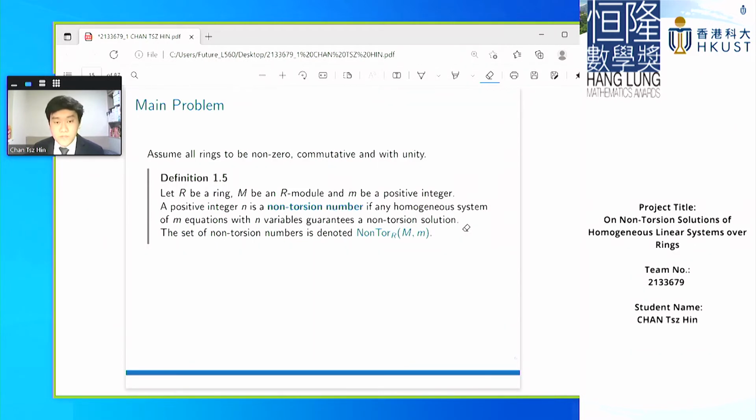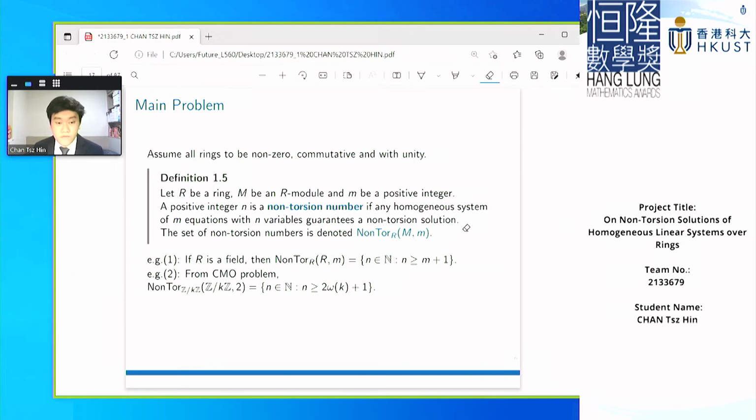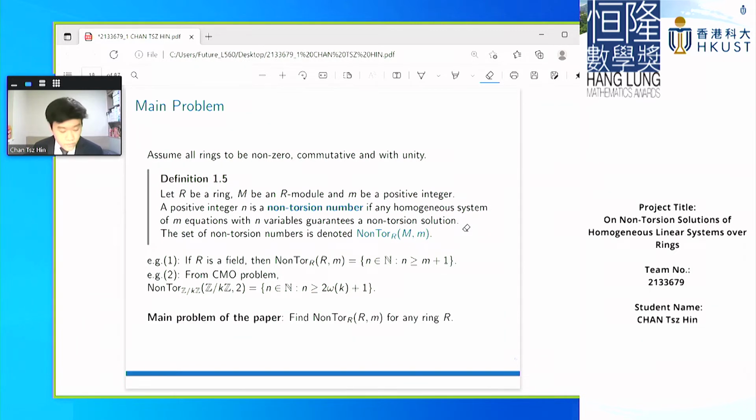We'll now introduce an important notation which will appear frequently. We'll define the set of non-torsion numbers to be the set of integers n, such that any homogeneous system of m equations with n variables guarantees a non-torsion solution. For example, if R is a field, then the set of non-torsion numbers is just all integers greater than m. And from the CMO problem, the set of non-torsion numbers with respect to the ring Z/kZ is given as shown here. And the main problem of our paper is then to find the set of non-torsion numbers for any ring R.